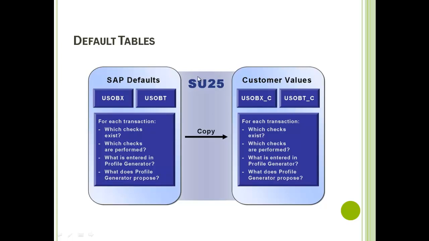What SU24 does is copy all the SAP default values to this one, meaning it creates a duplication of these two tables, and we can modify the changes here. That means the effective changes for the customer are available here. The default values delivered by SAP are still available, so at any point in time that we want to see the actual default value, we still have this reference.